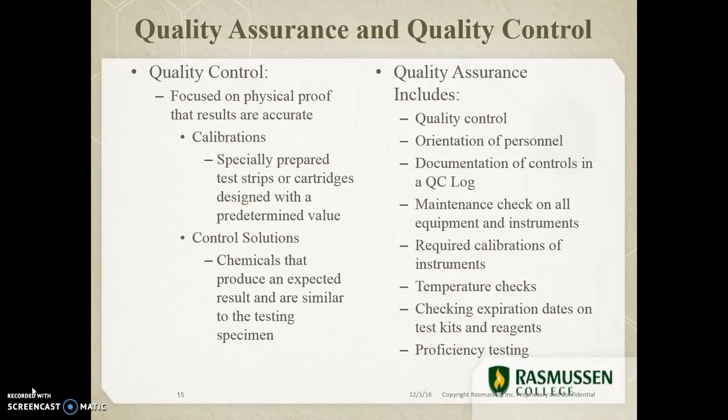Now, quality control is a part of quality assurance, and it's focused on the physical proof that results are accurate. And this is done through mock testing using calibrations or control solutions. Calibrations are specifically prepared test strips or cartridges that are designed to produce a predetermined result, where control solutions are a chemical that produce an expected result that is similar to the testing specimen.